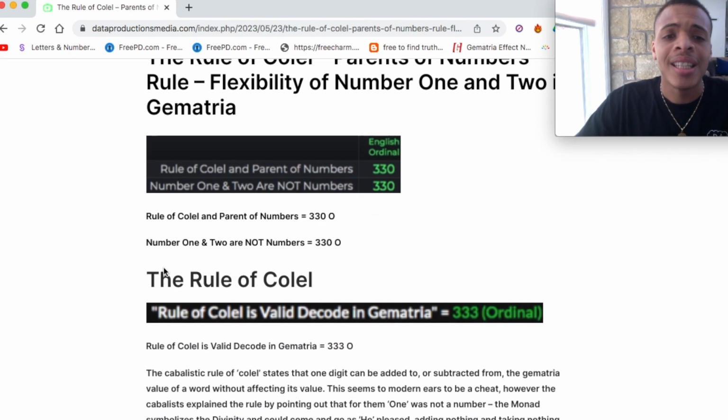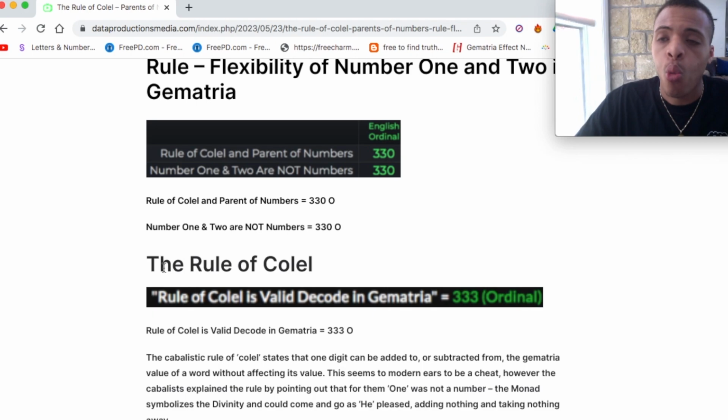And so let's get into the rule of Colel first. What is the rule of Colel? Well, we have a powerful decode. Okay, rule of Colel is a valid decode in gematria. 333 English ordinal. So off the bat, it's gematria certified. It's valid. It's okay to use this rule, okay? So don't listen to somebody if they say, "Oh, this isn't accurate." They don't know what they're talking about, okay?